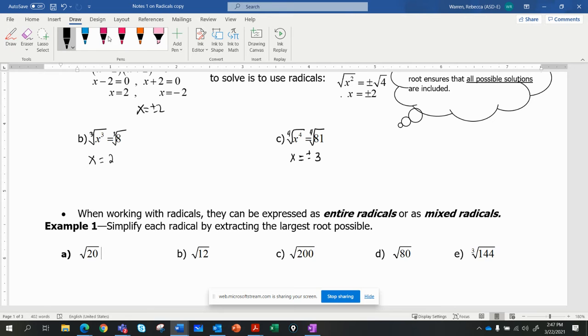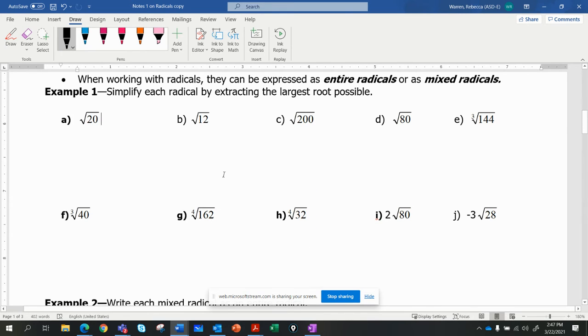Okie dokie. Now for the fun stuff. Here's the skill that you should have learned in grade 10. We are going from what are called entire radicals to mixed radicals. These are called entire radicals because they are entirely under the radical symbol. They are called entire radicals or whole radicals; you'll hear both terms. And we are going to change them to what are called mixed radicals.